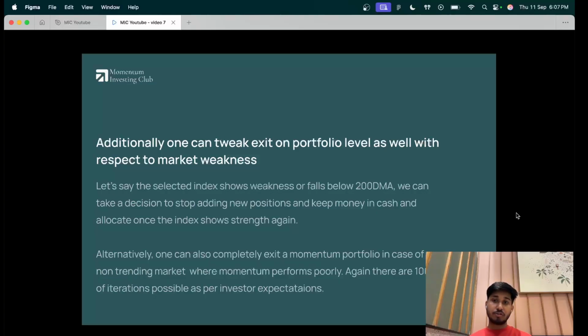So we stop adding new positions and we exit stocks as and when they fall under each of the three criteria we previously discussed. When those criteria are fulfilled, we exit those stocks, don't add new ones, and keep money in cash. The second option is again on the portfolio level. If the index shows weakness, we completely exit the entire portfolio, since in a bear market or a non-trending market, momentum strategies tend to do poorly.